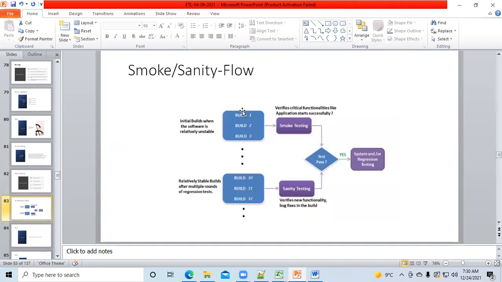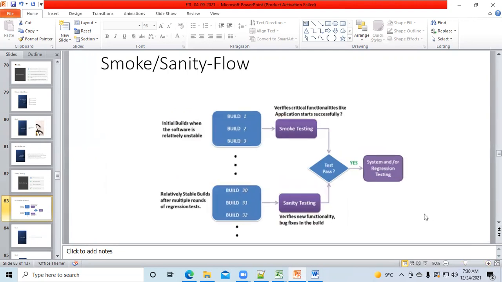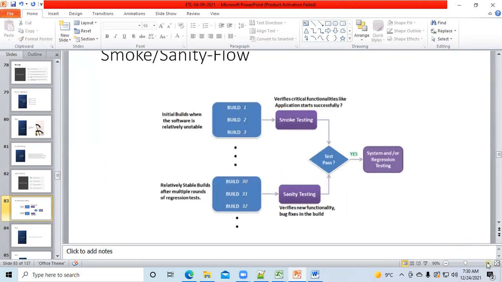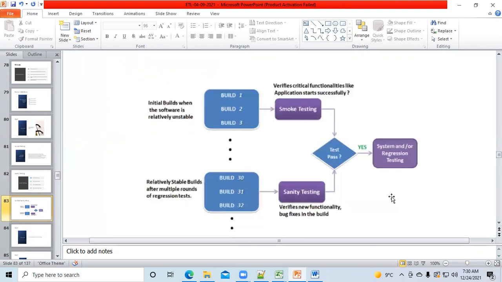Okay. Now this is a flow chart to understand this. Let me zoom it. Is it visible? Okay, so this is just a small flow chart. Initial builds are when the software is relatively unstable. Why have I written unstable here? Because from a testing perspective, everything is unstable for a tester. Because if you think that things are stable, it means our testing is complete, right? So we are under the impression that things are unstable.